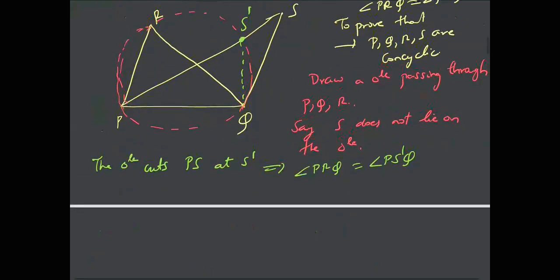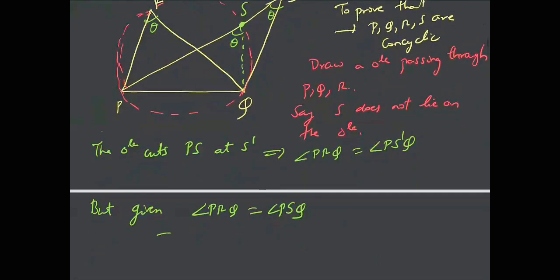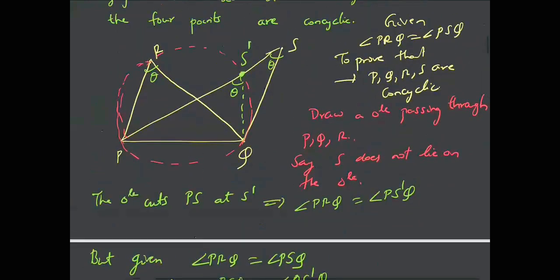But it is given that angle PRQ is equal to angle PSQ, right? This is what is given to me, that these two angles are equal. But S dash lies on the circle, so these two angles are also equal. So this implies that angle PSQ is equal to angle PS dash Q. So these two angles are equal.